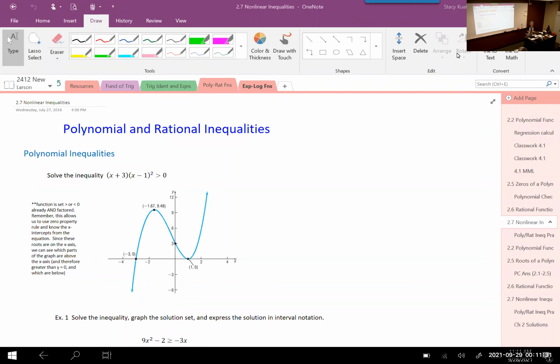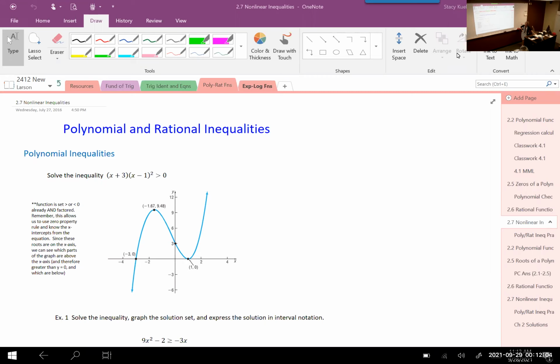We are going to finish this topic on polynomials and rationals by going over inequalities, all right? Talking about polynomial and rational inequalities, or nonlinear inequalities. Finding the solution set, that's what we're thinking about. And then when we come back tomorrow, Wednesday, that's when we start exponential and log functions, okay?